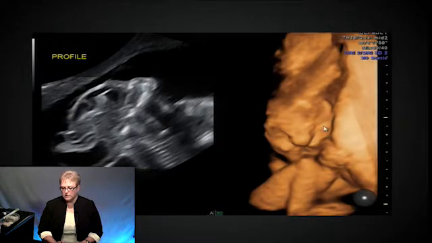And then the 3D, looking at the front of the face. So you've got these clefts extending up into the orbits. Huge midline cleft there. And looking at the back of the head. So here's a little bit of the head. This is all the back of the head.